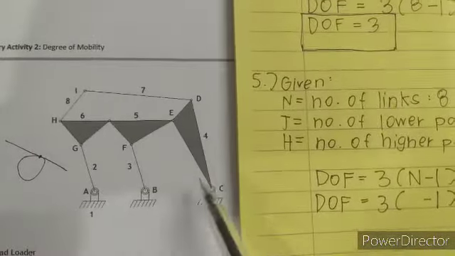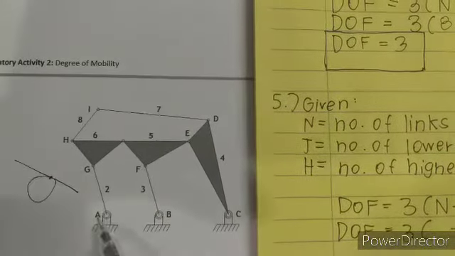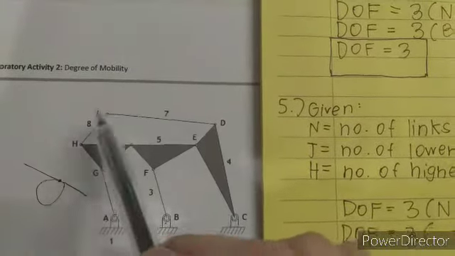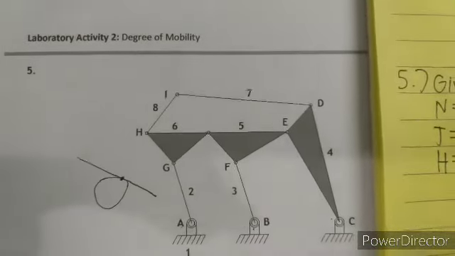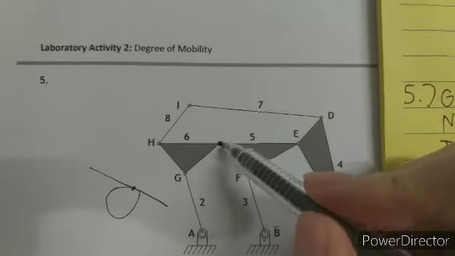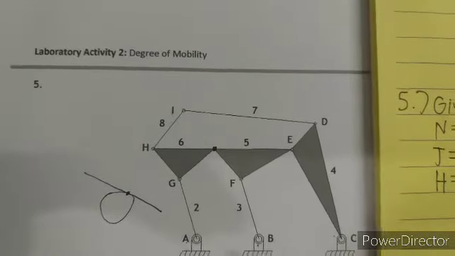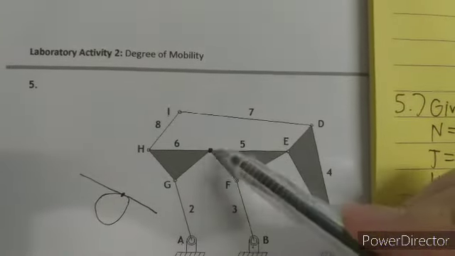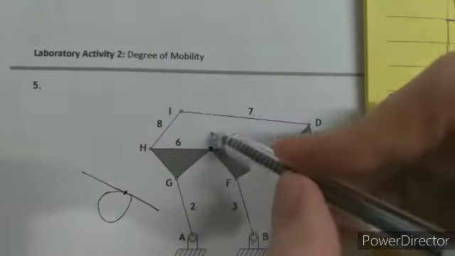Now looking at the number of lower pairs, we can see that it's signified by letters. We have 1, 2, 3, 4, 5, 6, 7, 8, 9. But wait, there seems to be a missing pair which isn't labeled. That would be this pair right here, this joint. I meant to say pair, I'm sorry. These are where we were counting the number of lower pairs. There seems to be a pair that hasn't been labeled, so let us label that as J.